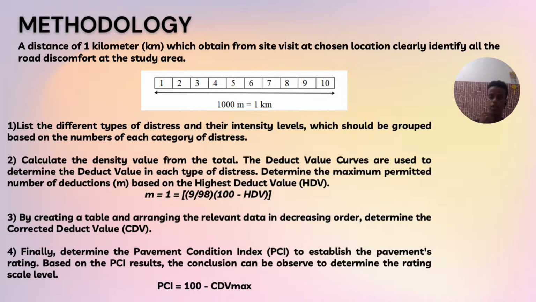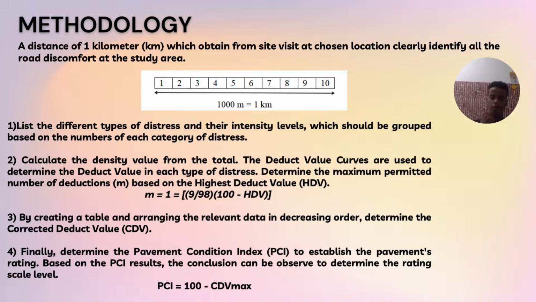Firstly, I will start with choosing the road from the 1 kilometer distance, obtained from a location which clearly identified all road discomfort in the study area. Then we listed the different types of distress and their intensity levels, which will be grouped based on the number for each category of distress. Secondly, we calculate the density value for the total and use the deduct value curve to determine the deduct value for each type of distress.